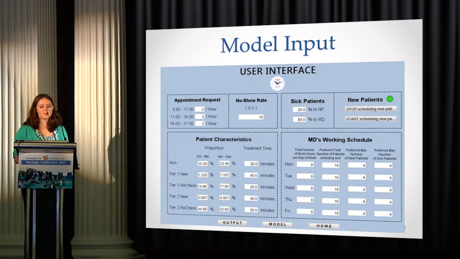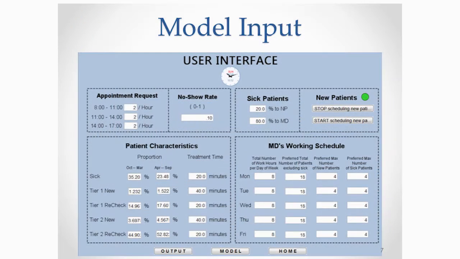So here is the interface that we have. Most of the information on the left is going to be known parameters for the clinic. For example, on your top left, you see appointment request. We break that into 3 stages. So we assume, for example, in this slide, between 8 to 11, we can have 2 appointment requests per hour, and we do that in 3 different phases.